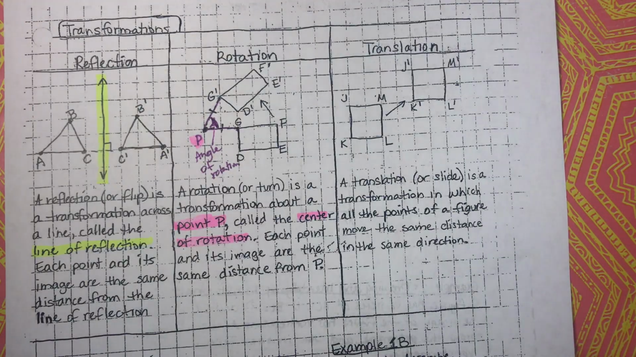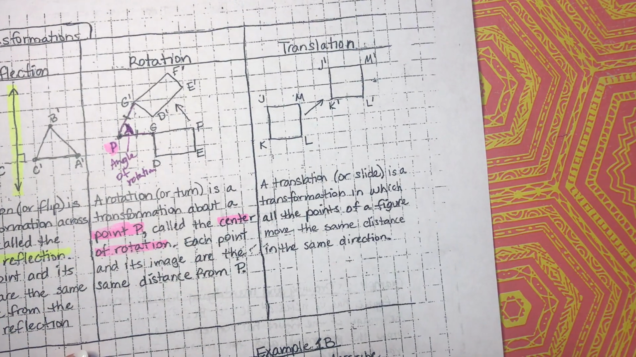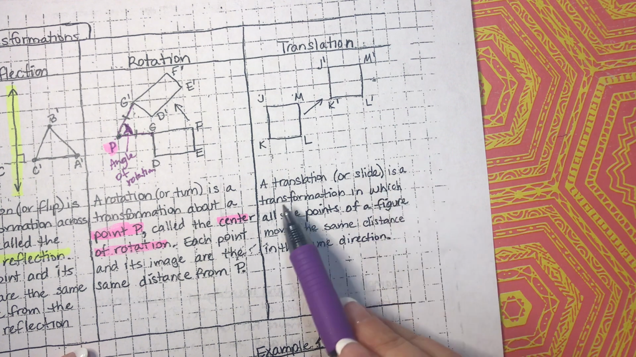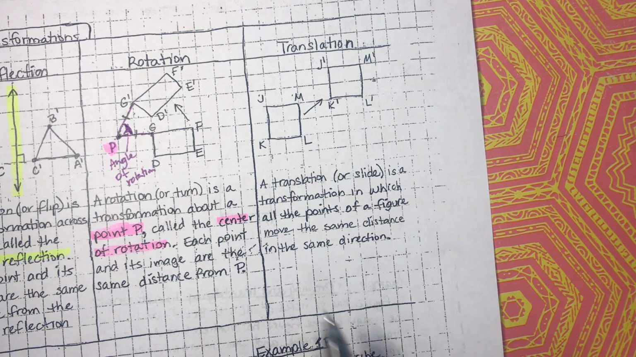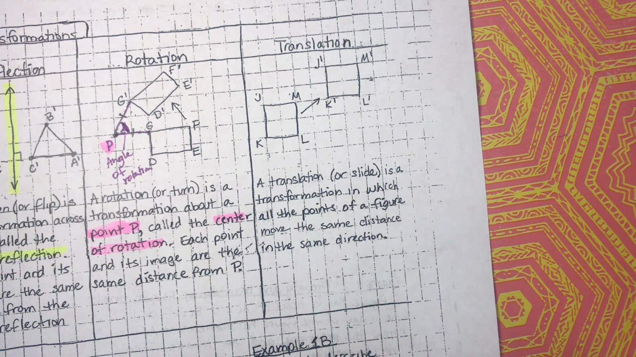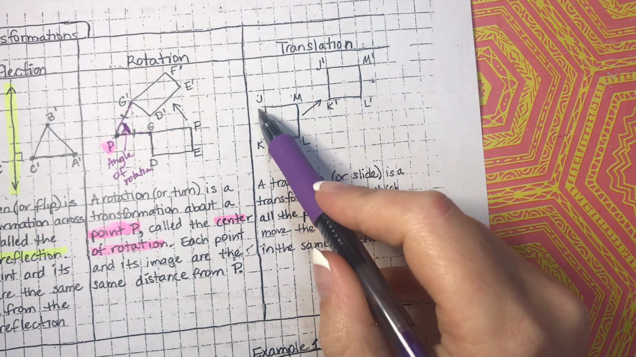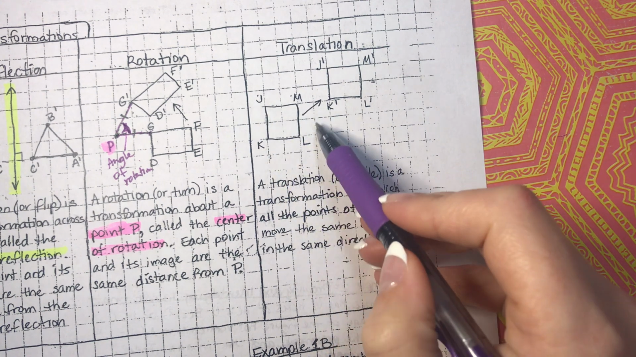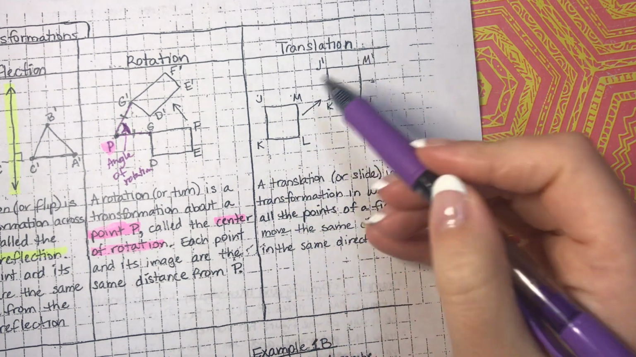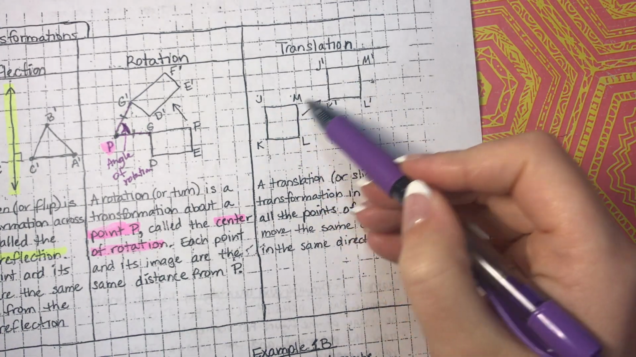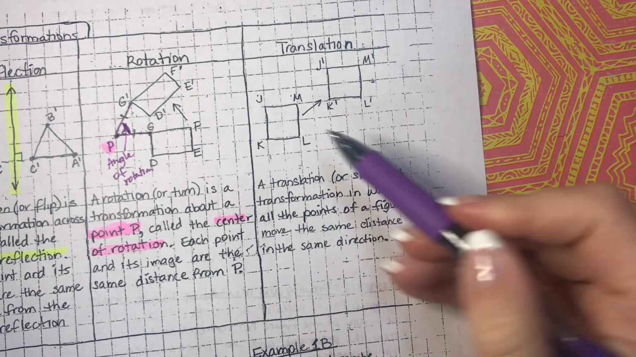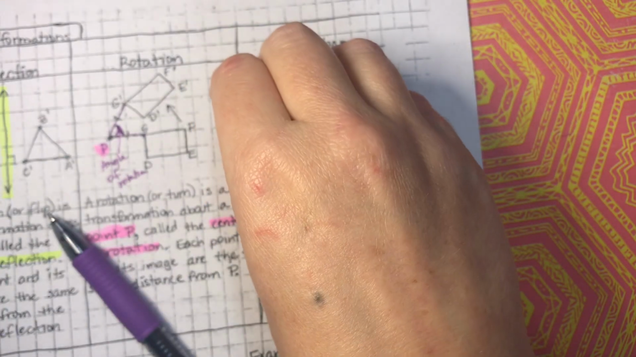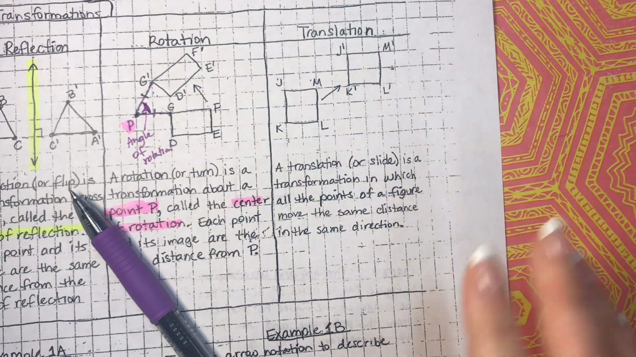All right, perfect. Let's go ahead and talk about the last one, which is a translation. A translation or a slide is a transformation in which all the points of a figure move the same distance in the same direction. So here we start at J, M, L, K, and all of the points are sliding in the same direction, the same distance. That's what a translation is. It starts here and it just slides over there, okay?